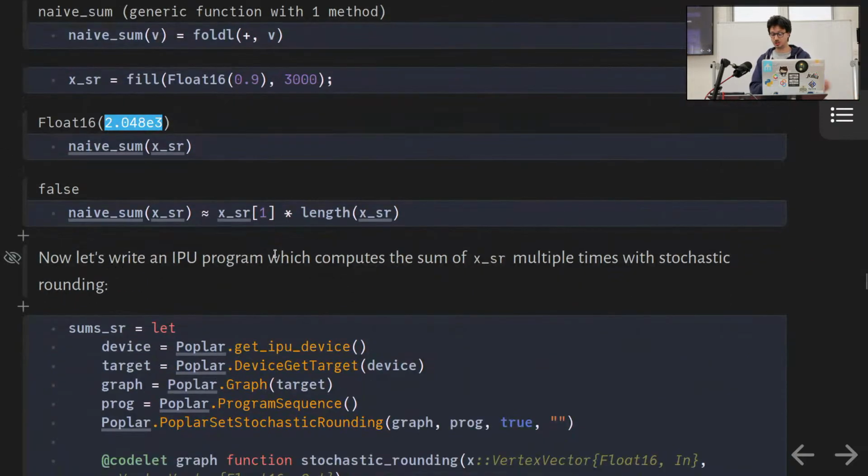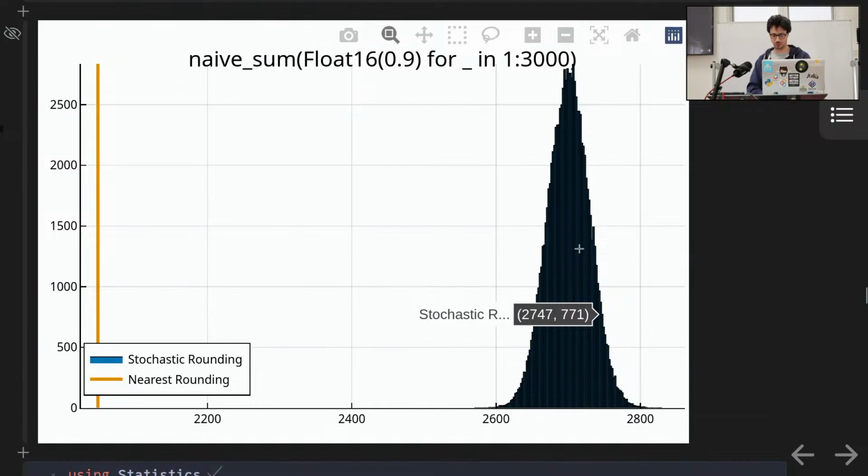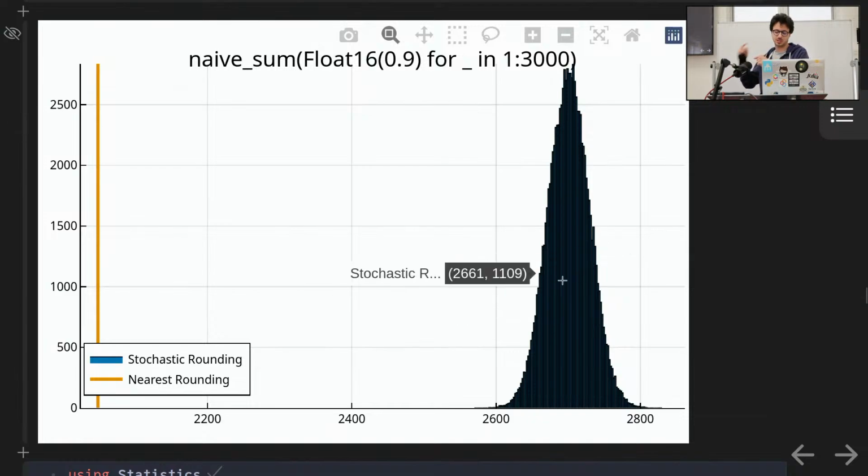Instead, we can do stochastic rounding and compute this sum multiple times on the IPU, and we basically get this distribution. I did this with the program that I skipped. I summed this number up to 3,000, repeating this exercise 100,000 times, so I get a distribution. We can see here that with nearest rounding, you always get the same result, but it's always wrong. With stochastic rounding, you get different results, but statistically, they are neatly distributed around the actual result, which is 2,700.